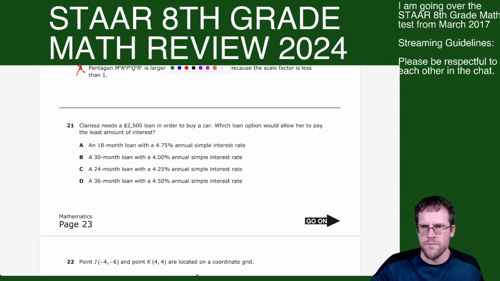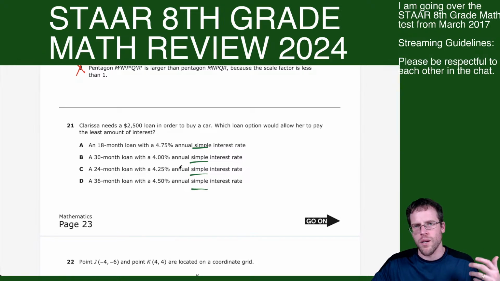Okay, let's see. Clarissa needs a loan of $2,500 in order to buy a car. Which loan option would allow her to pay the least amount of money in interest? All right, so the key phrase here is annual simple interest rate, not compounding. It's simple interest, which means you calculate the interest up front and you charge that same amount per year.